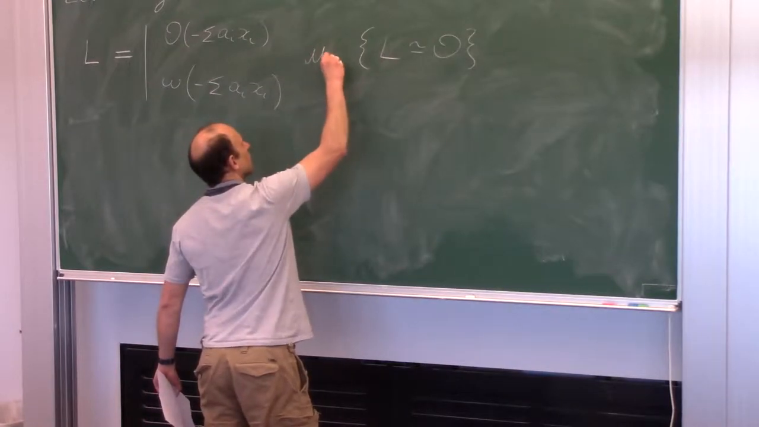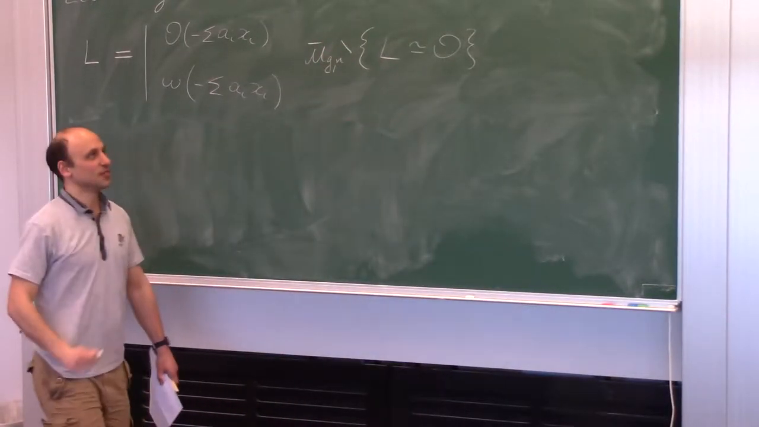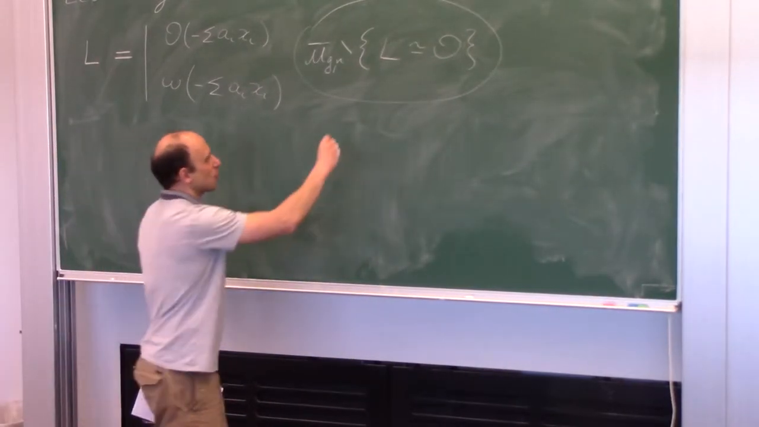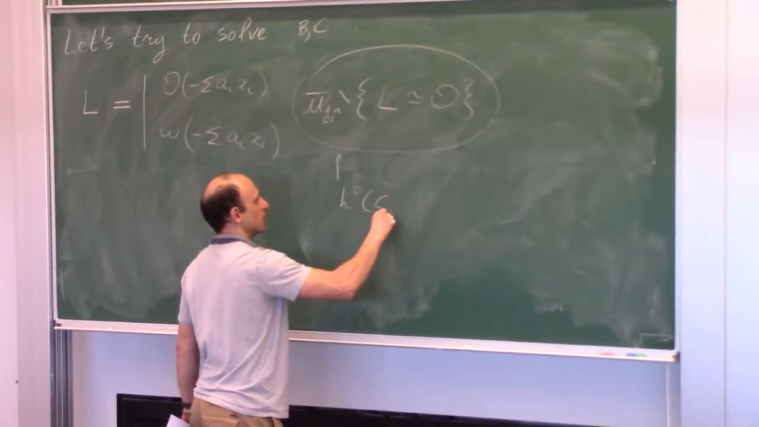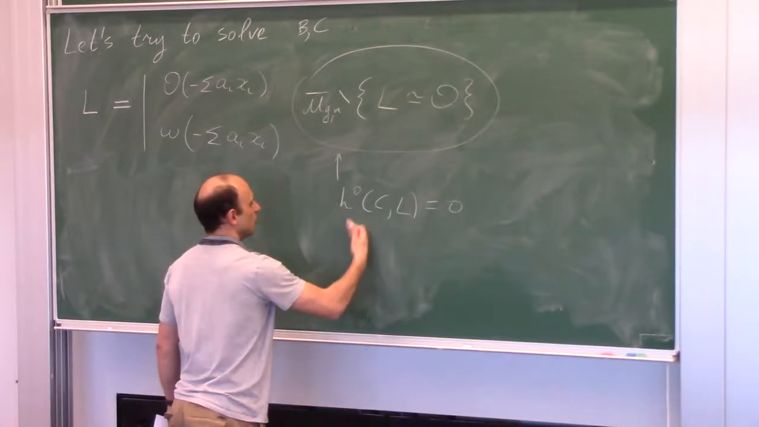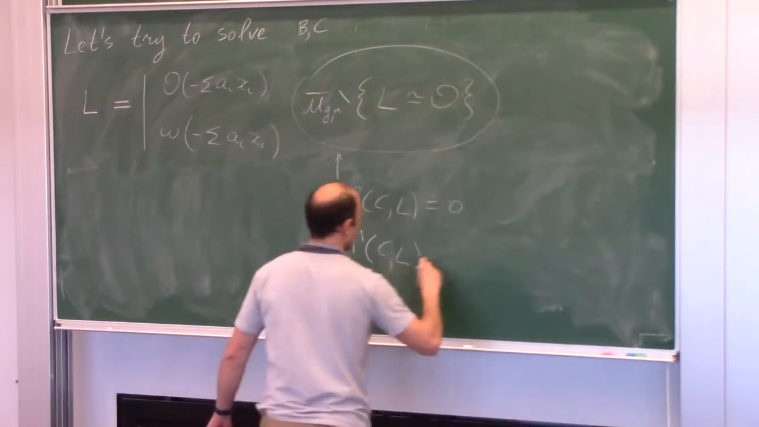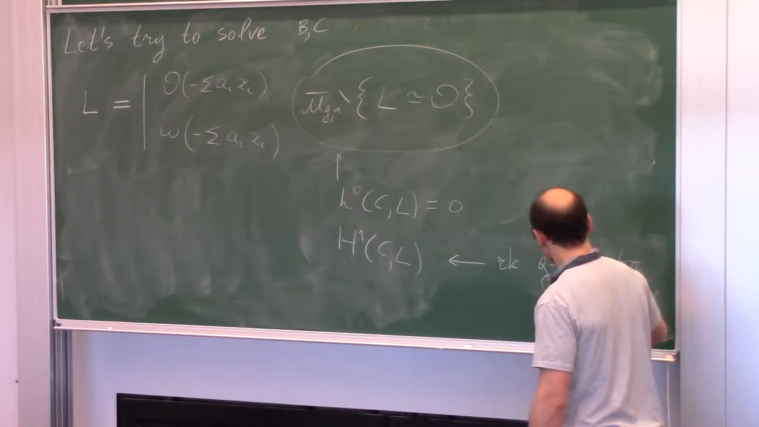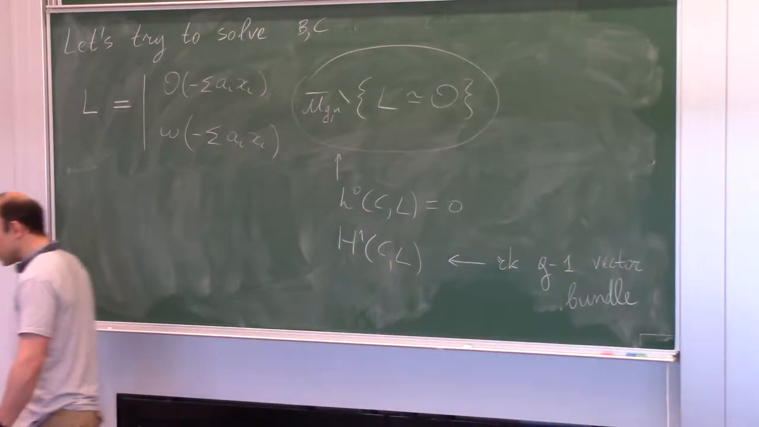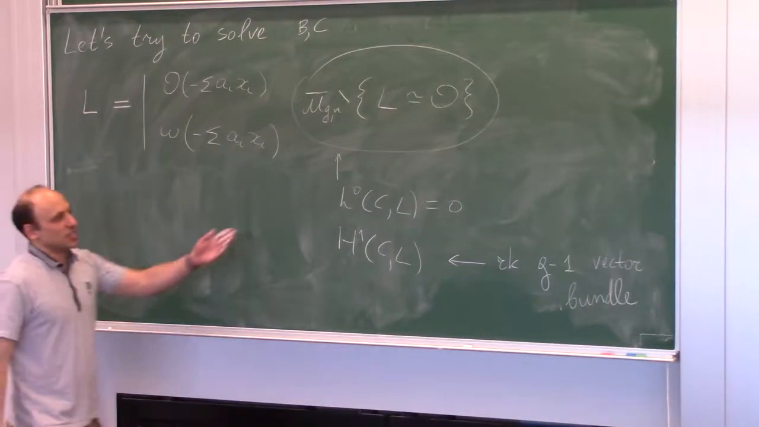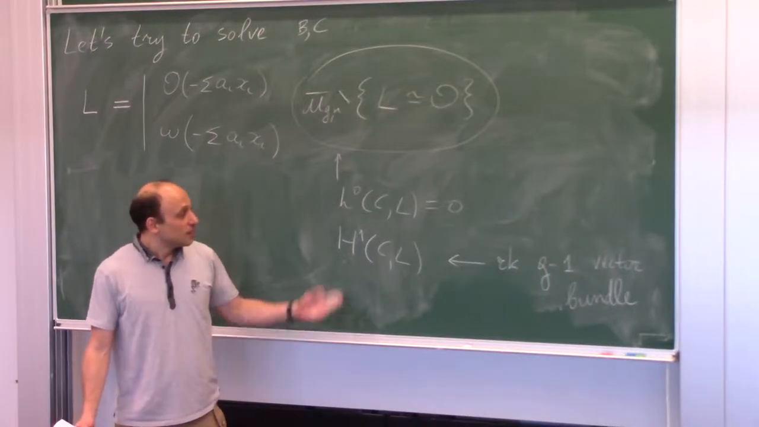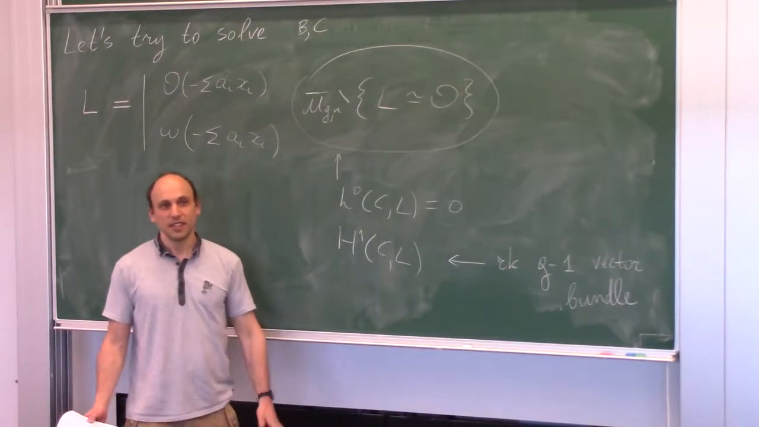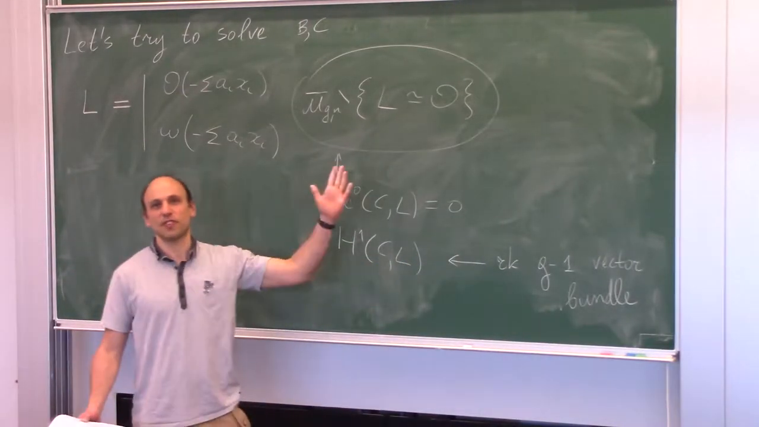So let's first look at MGN bar minus this locus. Over this, we have H0 of L equal to 0 and H1 of L is a rank G minus 1 vector bundle. Right, if L is not the trivial line bundle, that means that it has no sections, H0 of L is equal to 0. So H1 has the dimension given by the Riemann-Roch formula, in this case G minus 1. And if you have these vector bundles that are all of the same dimension, they form a vector bundle of rank G minus 1.